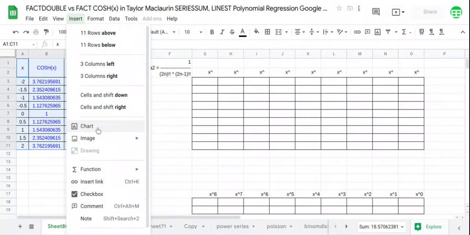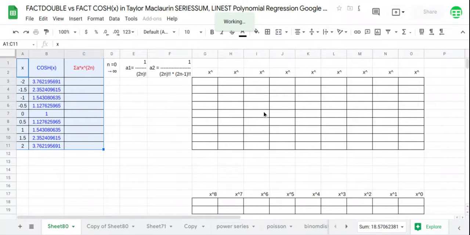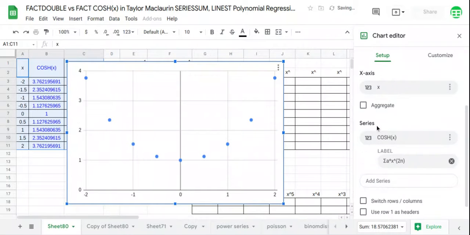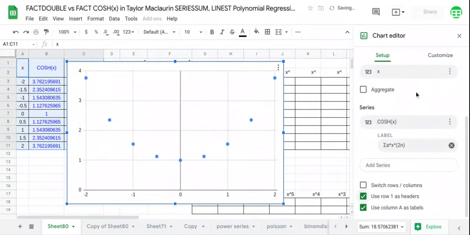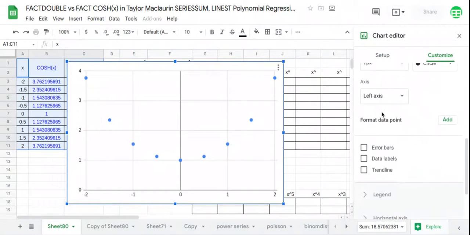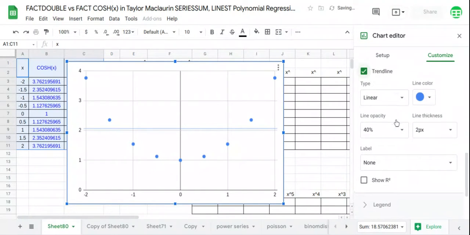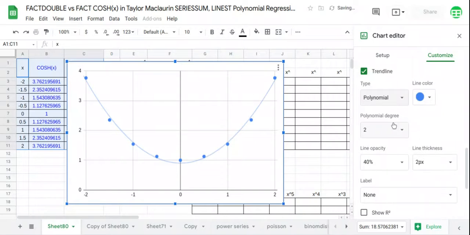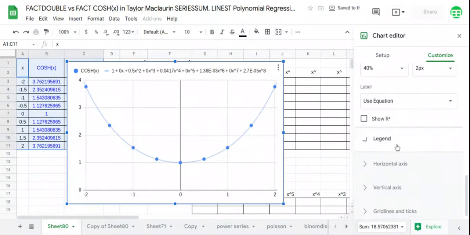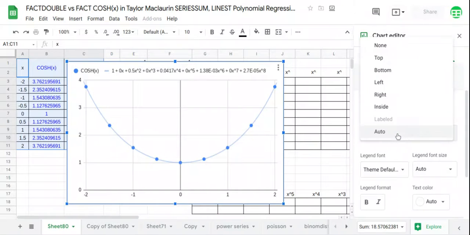Insert chart. And we use scatter chart. Use row 1 as headers. Customize the series. Show the trend line. The type polynomial, the degree 8. For the label, use the equation. For the legend, position at the bottom.